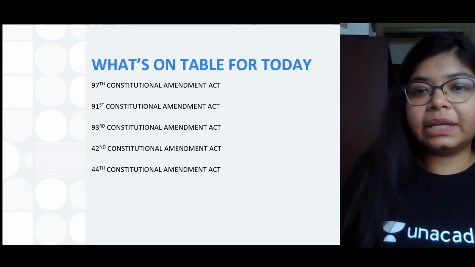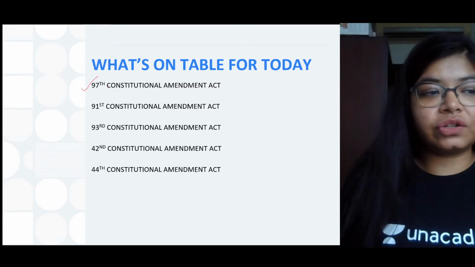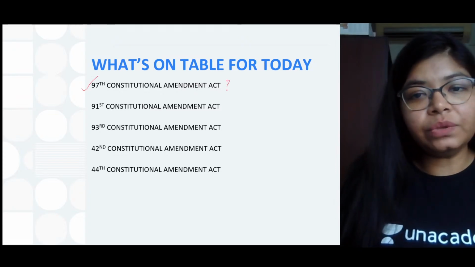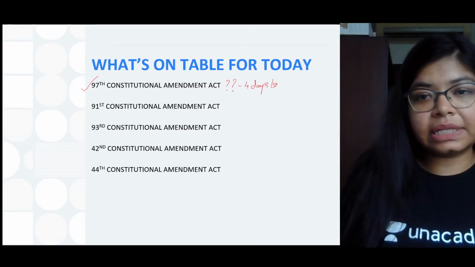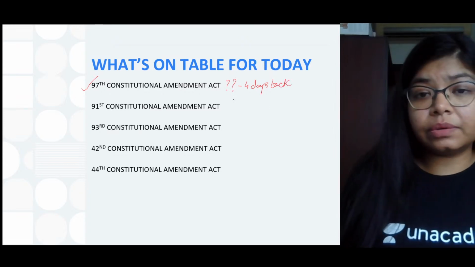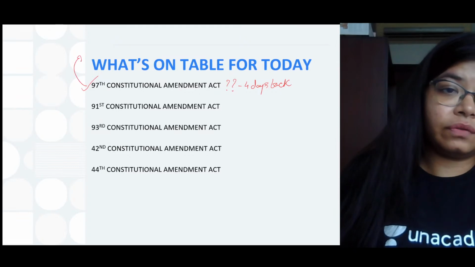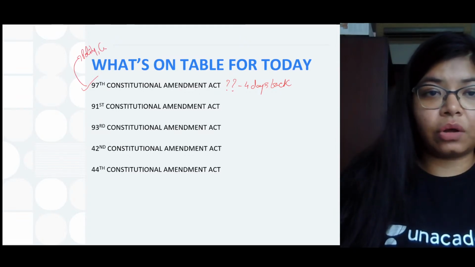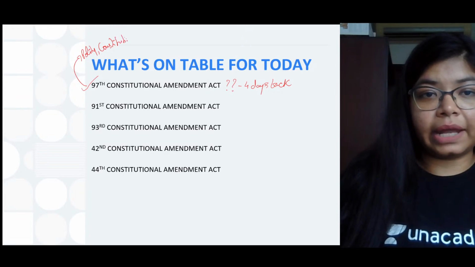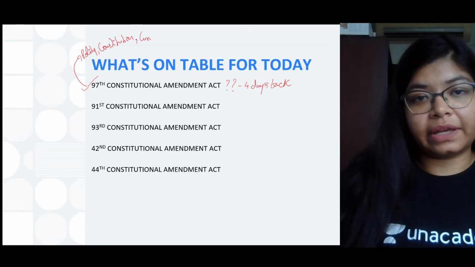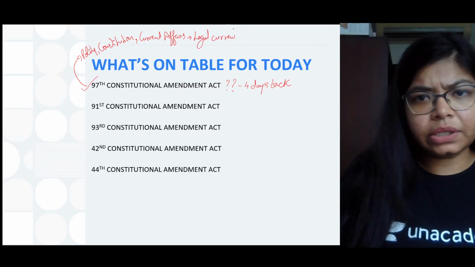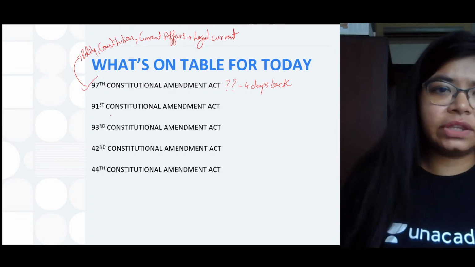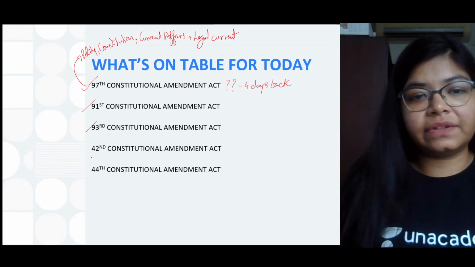Okay, so what's on the table for today? We have the 97th Constitutional Amendment Act. Why are we discussing it, can someone tell me? 4 days back a judgment has come on this. So this becomes very important. This is a part of the course, as I told you, polity and constitution of course, right? This is also important for your current affairs now. So you can put it in legal current affairs. You can just comment if you know why we are discussing the 97th, and then obviously the 91st, 93rd.